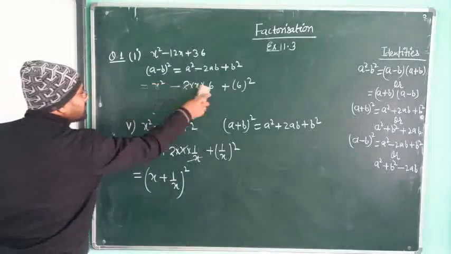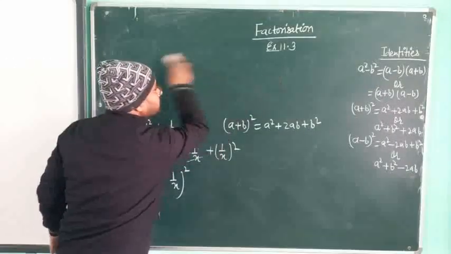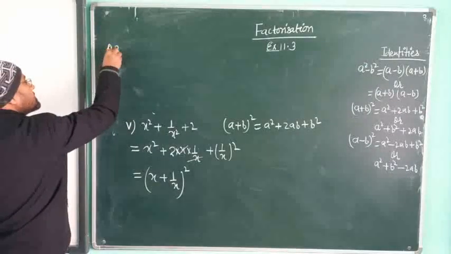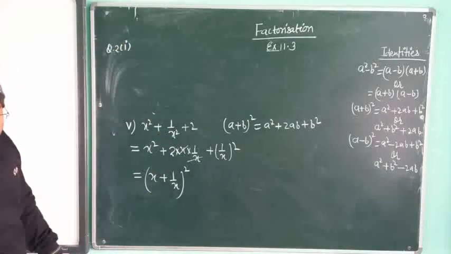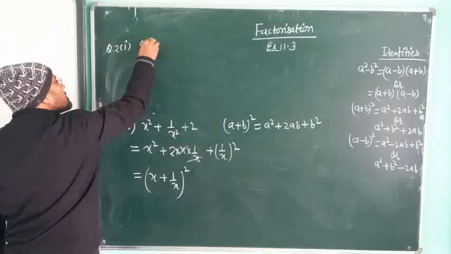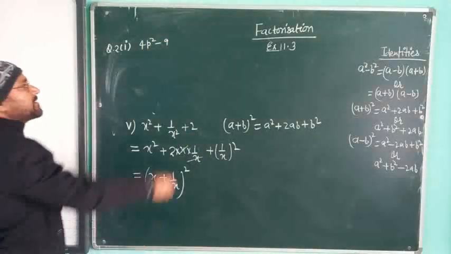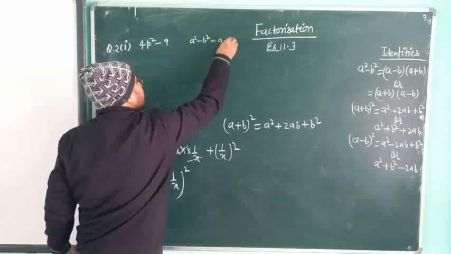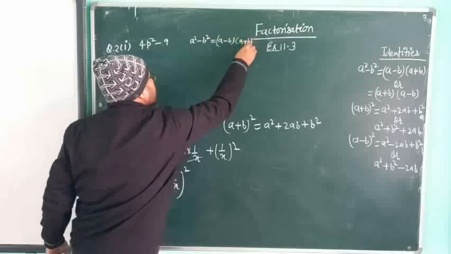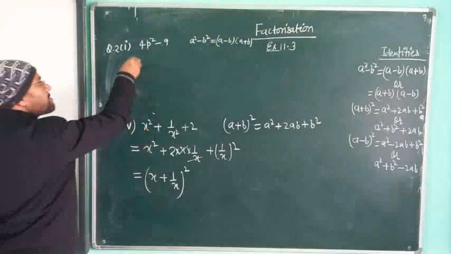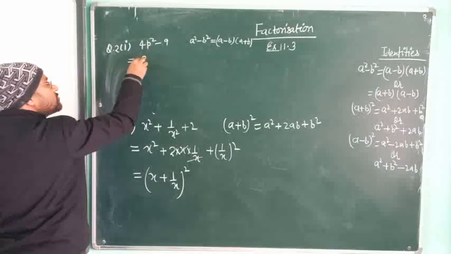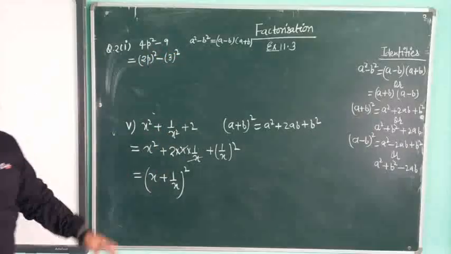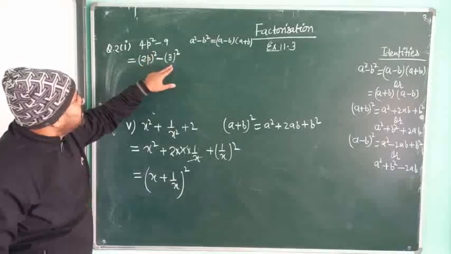Now I am going to erase this part. So question number second, its first part is 4p square minus 9. Our aim is to make this one a square minus b square, which I can write as a minus b or a plus b. Can we write 4p square as (2p) whole square and 9 as 3 whole square? Anyone has a problem? (2p) whole square minus 3 whole square.